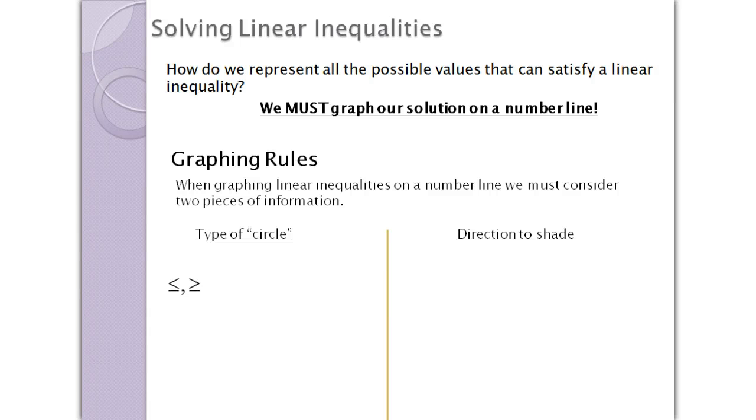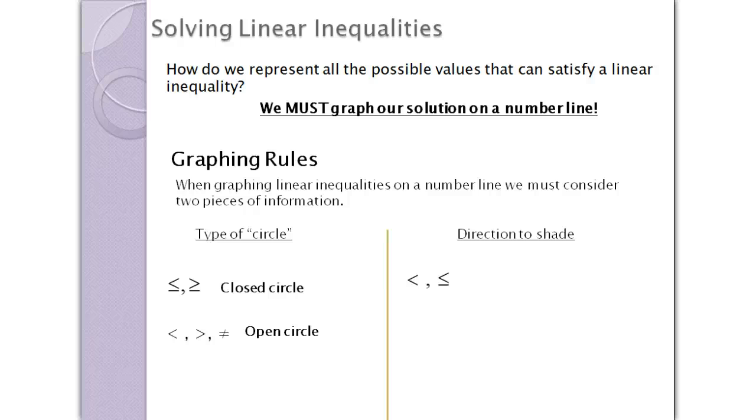If the inequality sign in your inequality is a less than or equal to, or a greater than or equal to symbol, you're going to use a closed circle. This simply represents that the value is included in the solution. Okay, that value will make the inequality true. If you have a less than symbol, a greater than symbol, or a not equal to symbol, you're going to use an open circle. Open circle denotes that the value is not included in the solution set. It can get really, really close to that value, but it cannot be that value because it'll make the inequality not true.